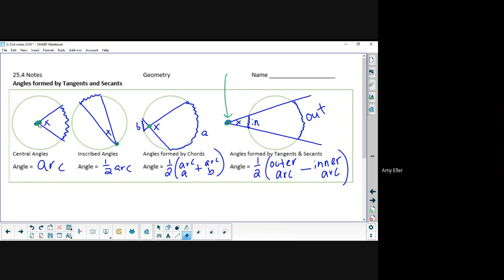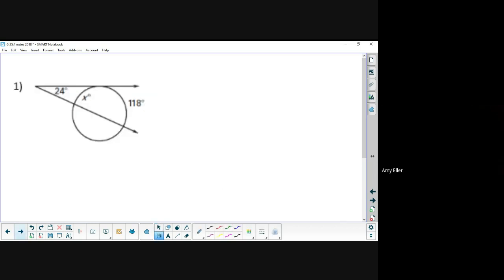You will have to know these formulas. Every formula has a half in it except for the first one. This one is just half arc. This one is plus, and that one is minus. Let's get started. Number one, notice where your angle is. It's outside. So I'm going to write my formula. You'll notice I kind of abbreviate instead of writing the whole phrase, outer arc and inner arc. I write out minus in, meaning the outer arc minus the inner arc.